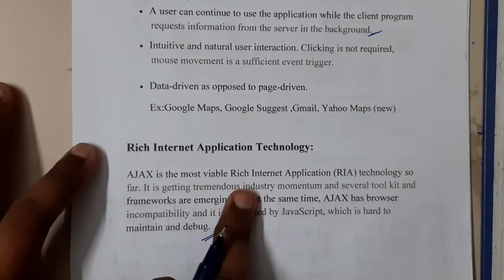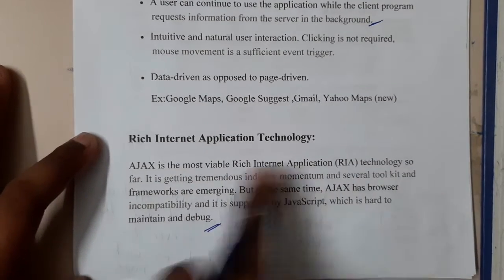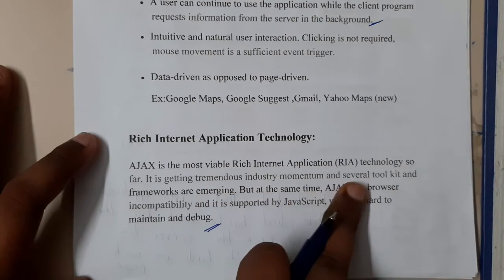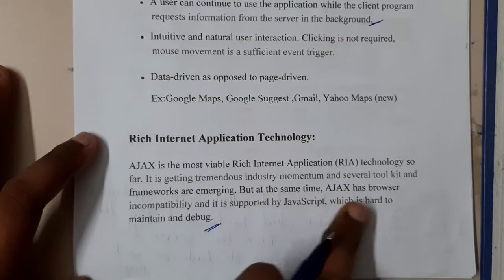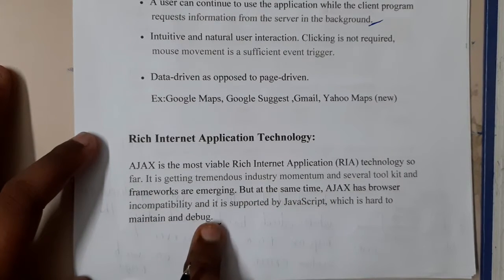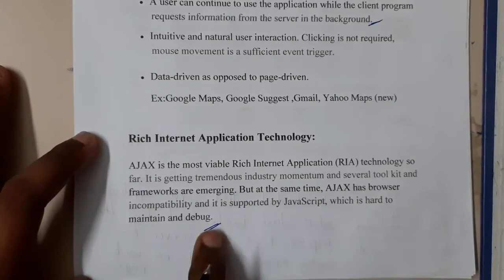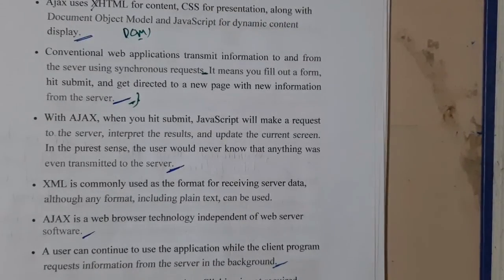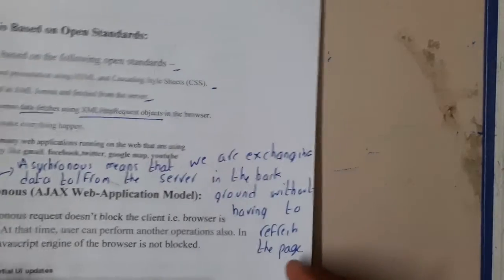So AJAX is the most viable rich internet application technology so far. It is getting tremendous industrial movement, and several toolkits and frameworks are emerging, but at the same time AJAX has browser incompatibilities and it is supported by JavaScript, which is hard to maintain and debug. So the only disadvantage with AJAX is that it is tough to code, and even though coding may be a bit easy, the testing and debugging are the major issues, guys, if you notice.